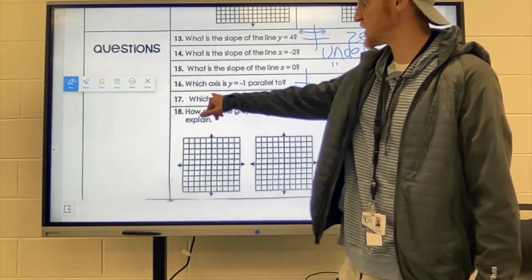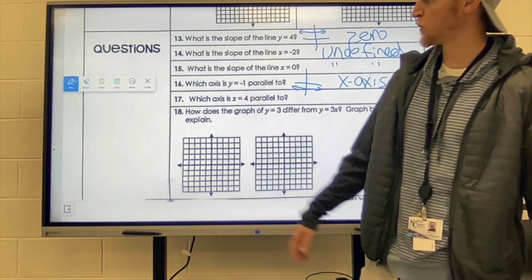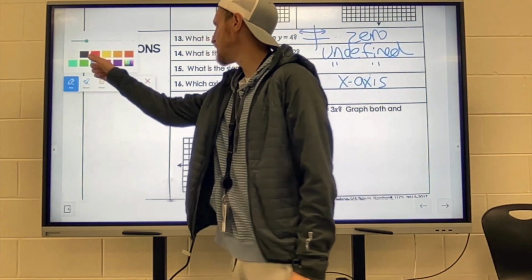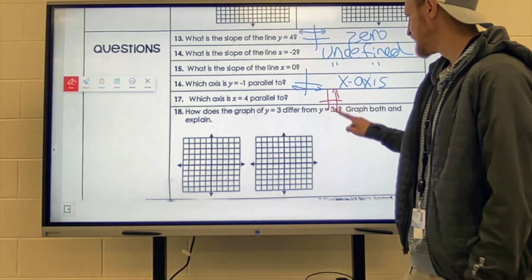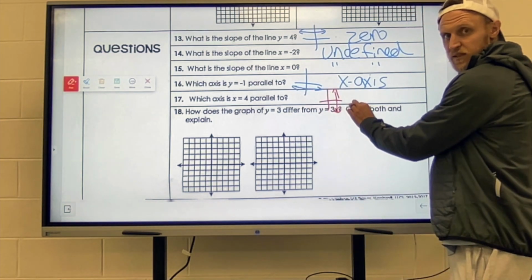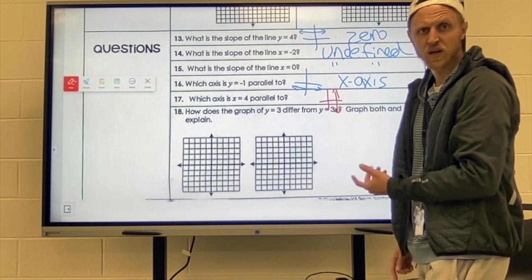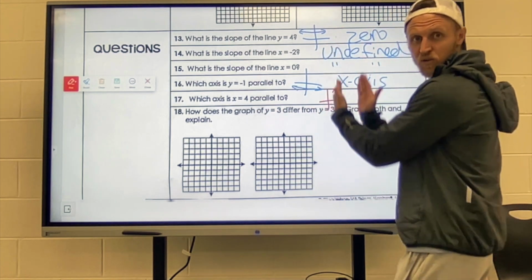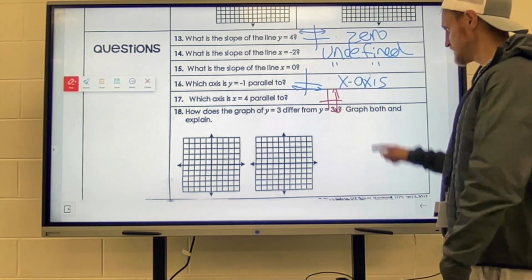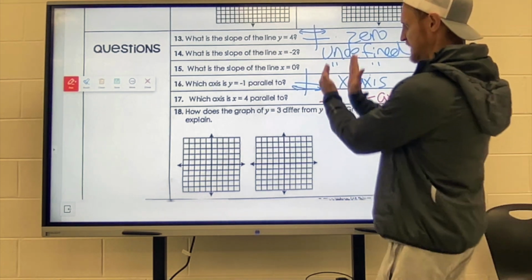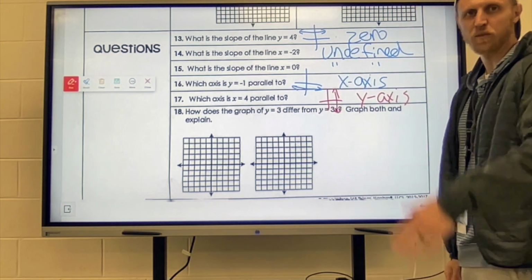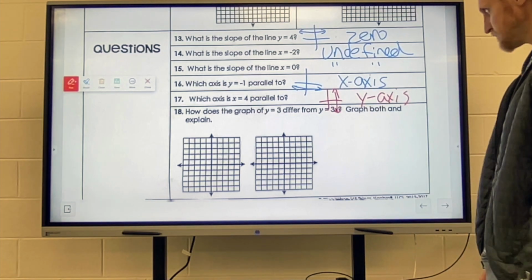Similar on this next one, which axis is x equals 4 parallel to? Well, x equals 4 is a vertical line. So it crosses the x-axis, right? But it's parallel to the y-axis. That's the one that it's running right next to. And we'll talk more about parallel in the next lesson.